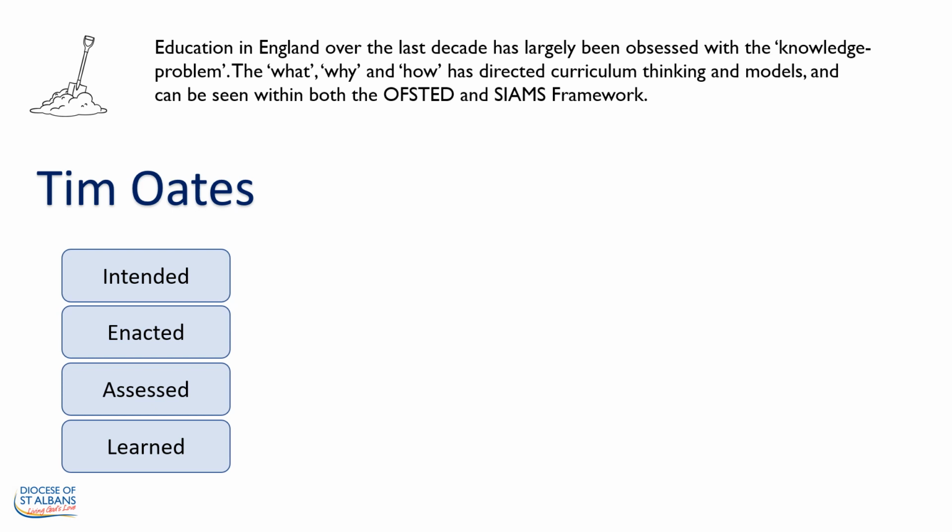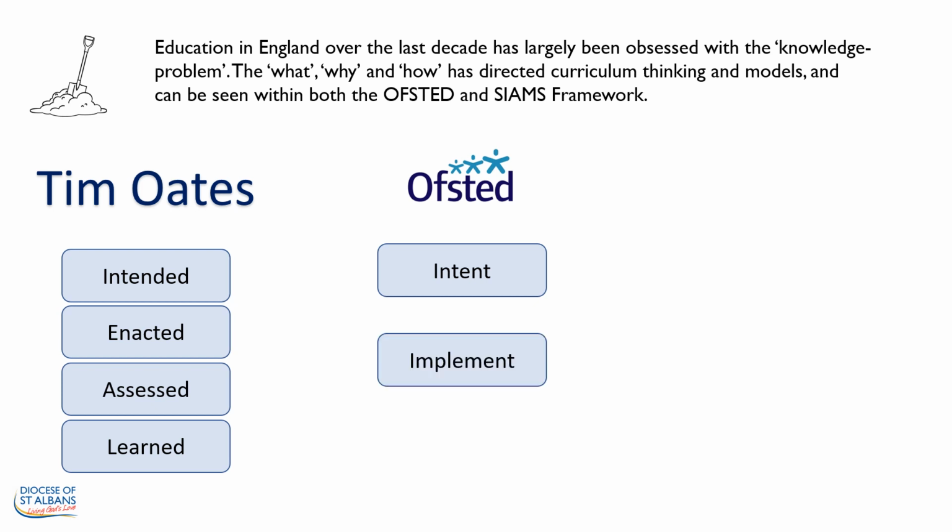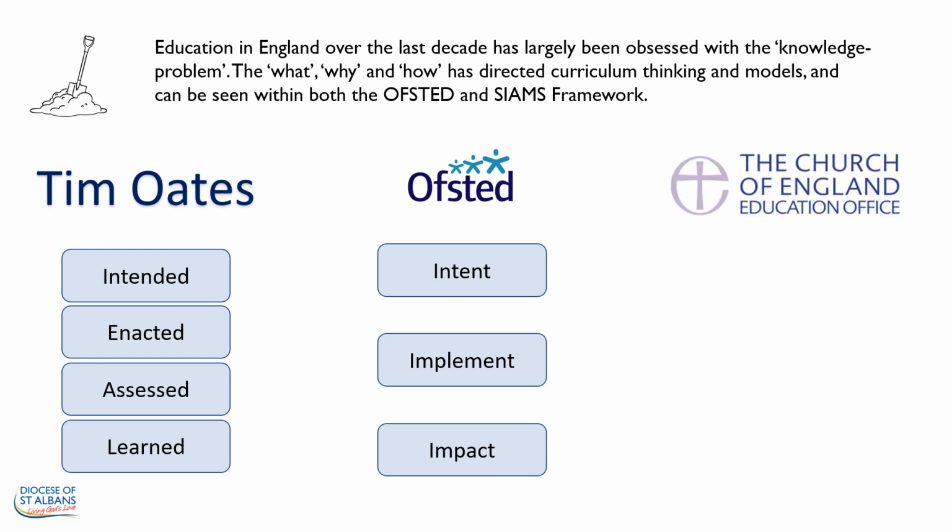I'm sure quite a few of you are starting to think, okay, I can see where this is leading towards, because Ofsted have been very much influenced by the thinking of Tim Oates, and you can see how the intended curriculum has now formed intent, that the enacted curriculum of Tim Oates has become the implement, and the impact section, the final one of the 3 I's of Ofsted, is where the assessed curriculum and the learned curriculum have dovetailed. How do we know what the impact of our curriculum is?